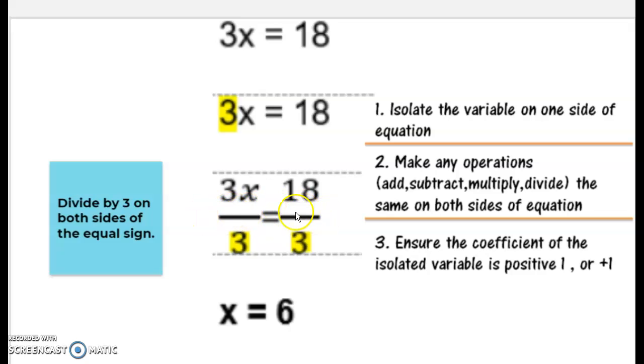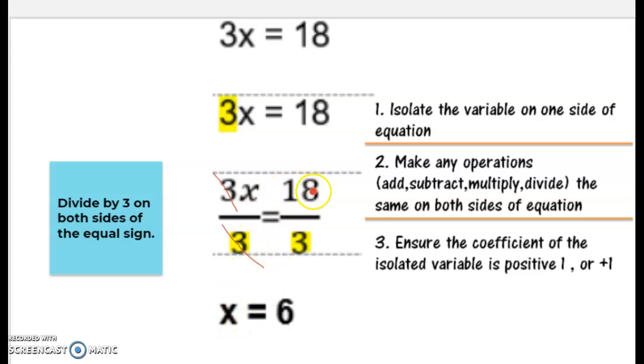Please don't forget that. In the 6th grade, you write division using a fraction bar. So I'm going to divide 3x by 3 and 18 by 3. When I do that, I'm noticing that 3 divided by 3 literally gives me 1. So actually, this is going to cancel out. So I've officially gotten rid of that 3 that's next to the variable, and all I'm left with is an x.